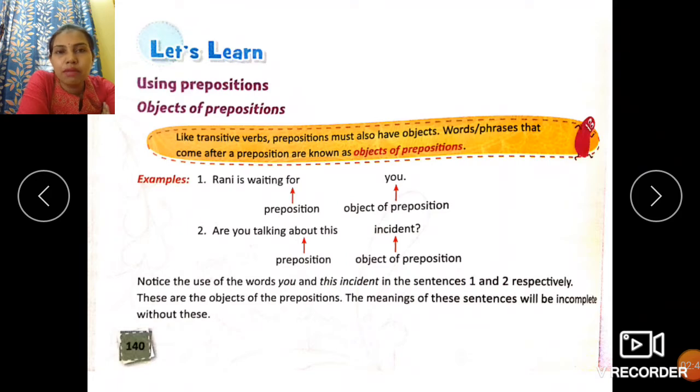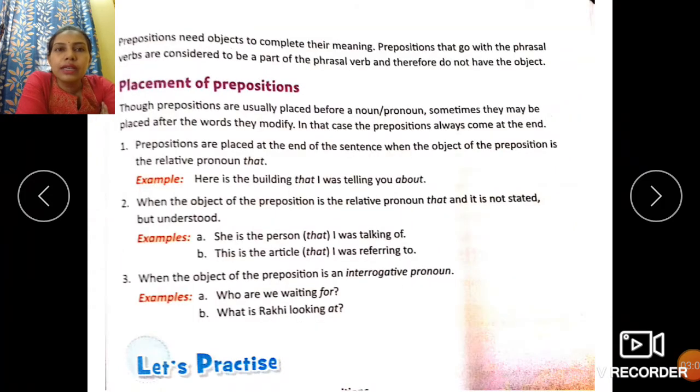Without the object, children, remember, the meaning of the preposition or the meaning of the entire sentence remains incomplete and it makes no sense at all. Hence, the object is mandatory in order to complete the meaning of the sentence with the preposition. Now, prepositions need objects to complete their meaning.